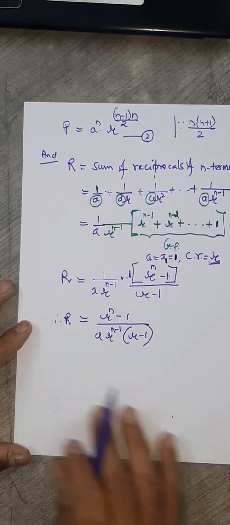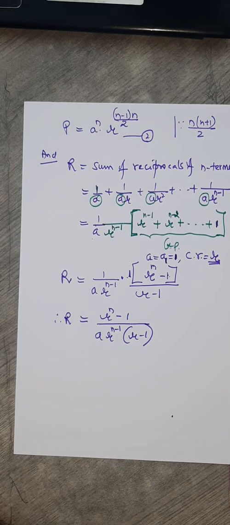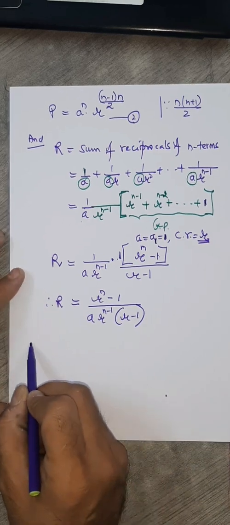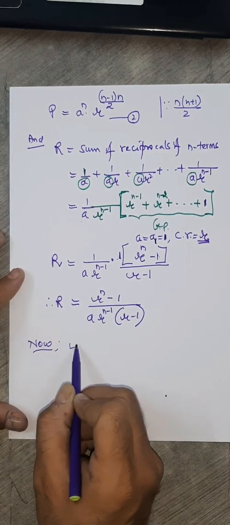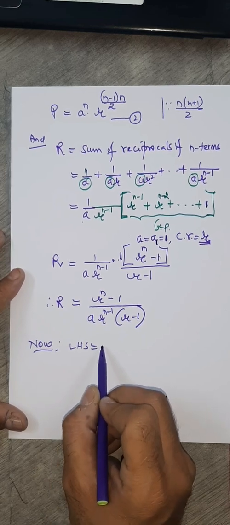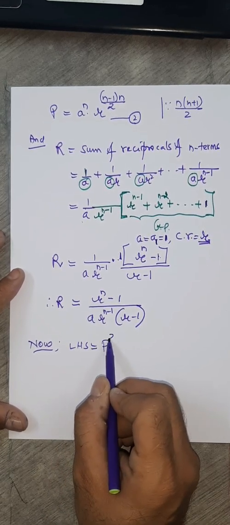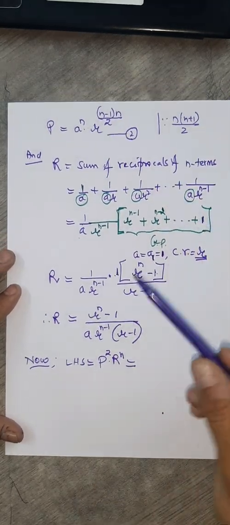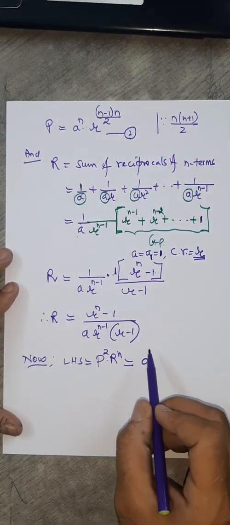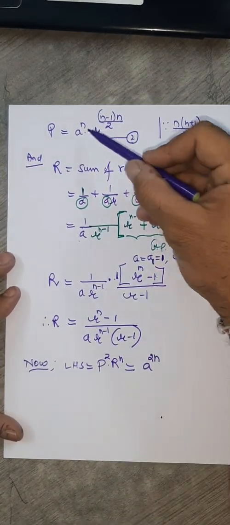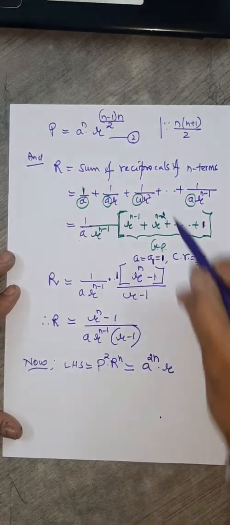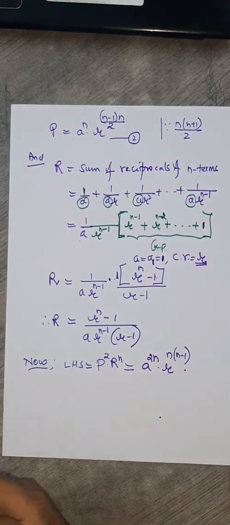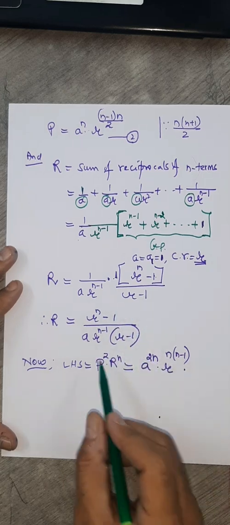Now what do you want to prove? Just look at the required expression. You want to show that P square. So now what is LHS? Left hand side expression, which is P squared into R raised to n. P square, so we are squaring this. So it will be A raised to 2n. Power of the power gets multiplied into R raised to, this 2 will get cancelled. So it is n into n minus 1. And r raised to n, take the nth power of this.